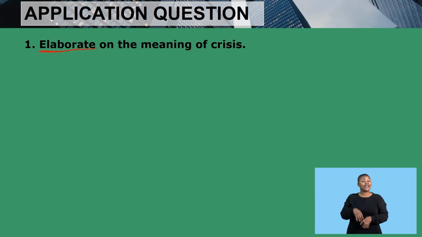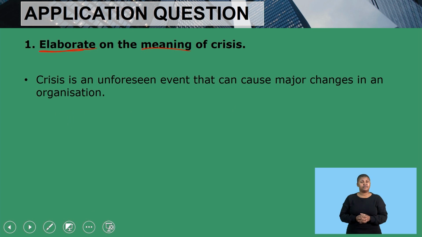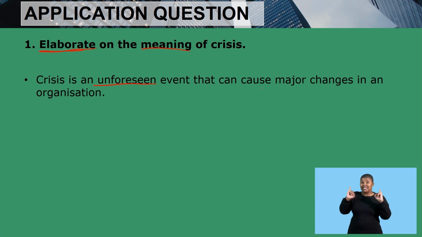The first question says, elaborate on the meaning of crisis. Now this simply means that you need to explain what crisis is. Crisis is defined as an unforeseen event that can cause major changes in an organization. Now, when we say an event is unforeseen, it means that we did not really expect or anticipate that something was going to happen.